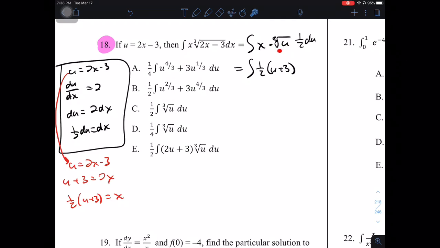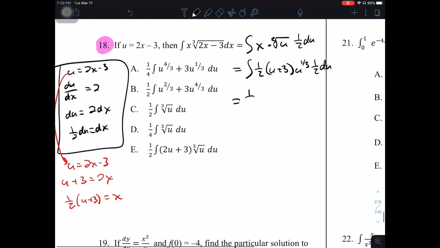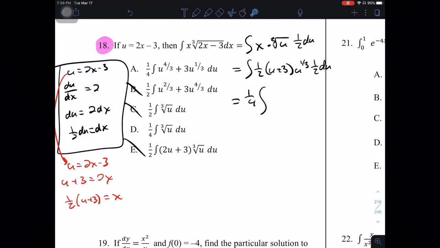I'm going to rewrite the cubed root of u as u to the 1/3. Now at this point, I'm going to factor out to the front this 1/2 and 1/2. This is all one term. So this is not a GCF. I'm multiplying a half times a half and getting a fourth, and I'm going to write it in front. That eliminates 3 of my answers, by the way. I'm going to also distribute the u to the 1/3. When you multiply with the same base, you add the exponents.